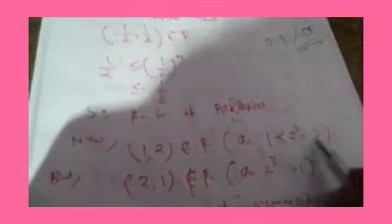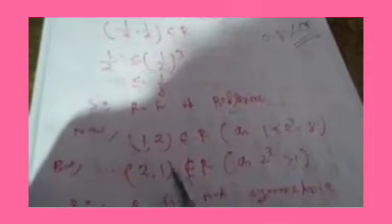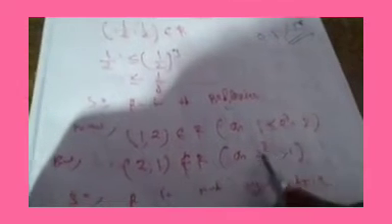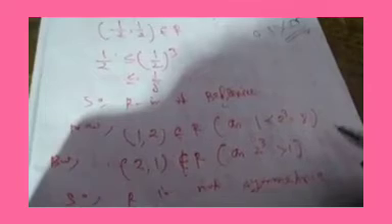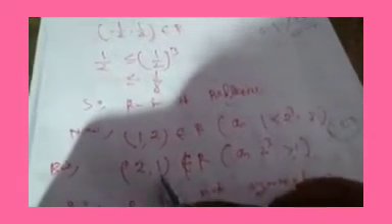Suppose (1, 2) belongs to R: 1 is less than or equal to 2 cubed, definitely true. But (2, 1) doesn't belong to R. Why? Because 2 cubed is greater than 1; 2 cubed cannot be less than 1. 2 cubed is always greater than 1. That's why (2, 1) doesn't belong to R, so R cannot be symmetric.